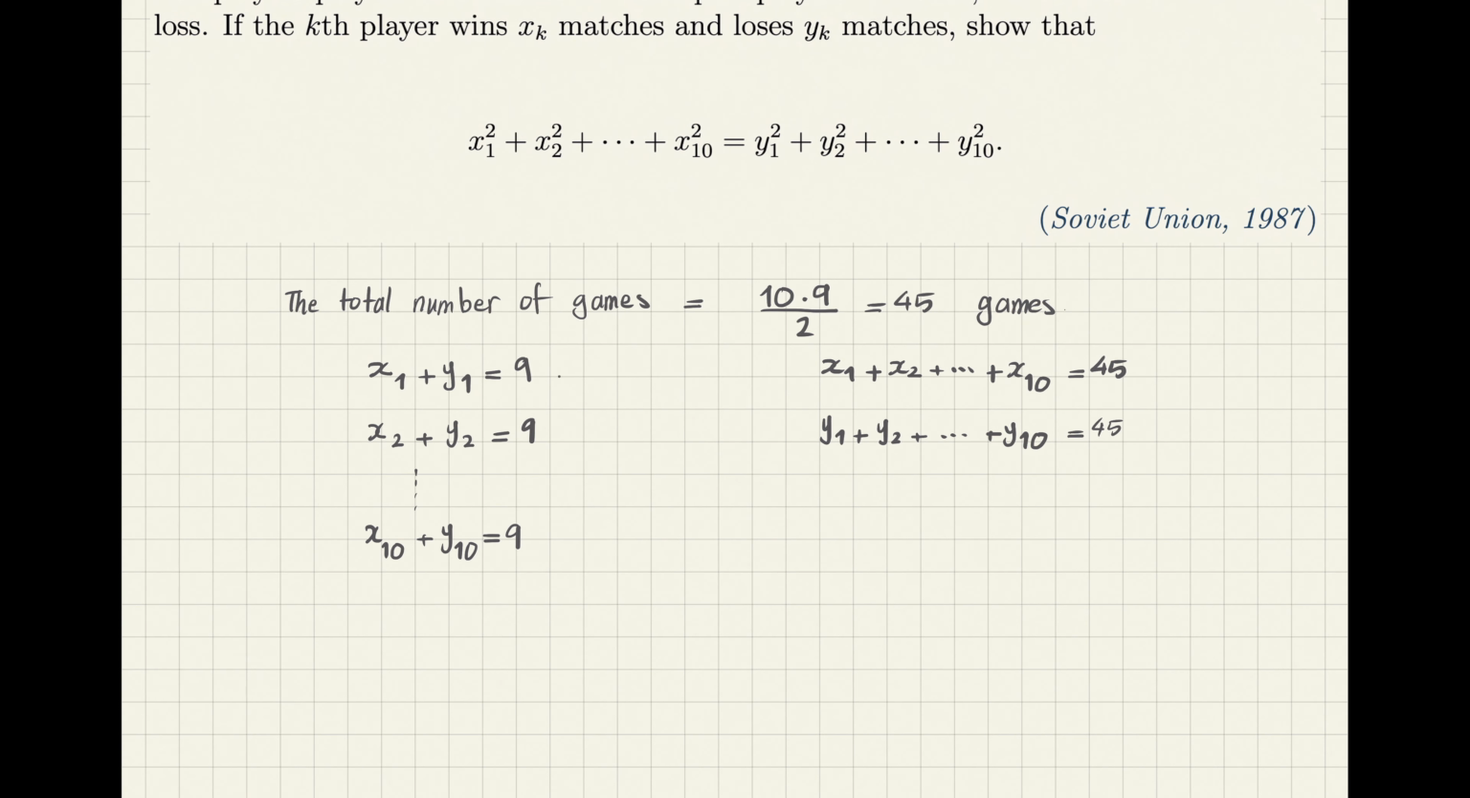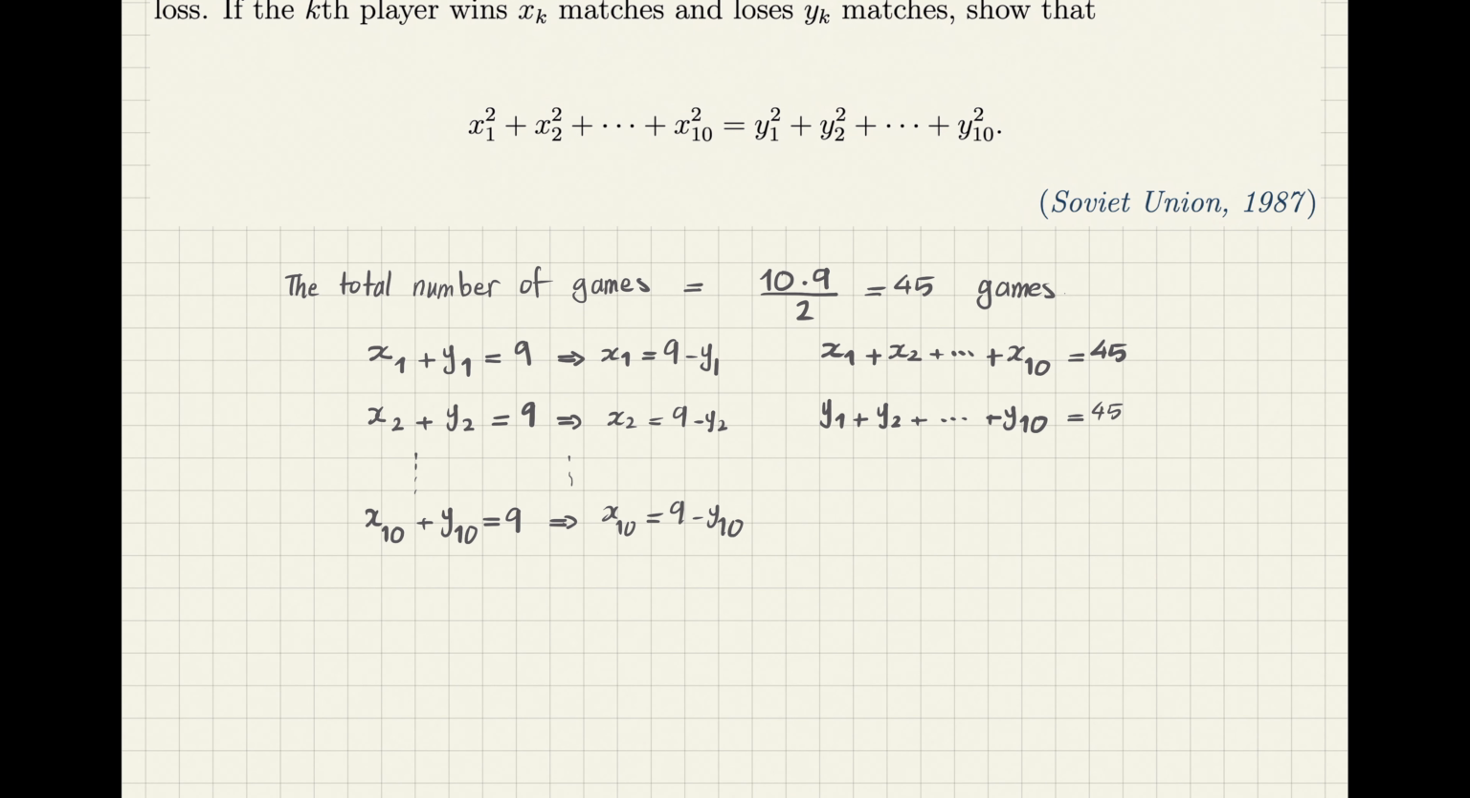What can I do then? From here I can conclude that x1 is 9 minus y1. And from here I can conclude that x2 is 9 minus y2. And finally, from here I can conclude that x sub 10 is equal to 9 minus y sub 10.